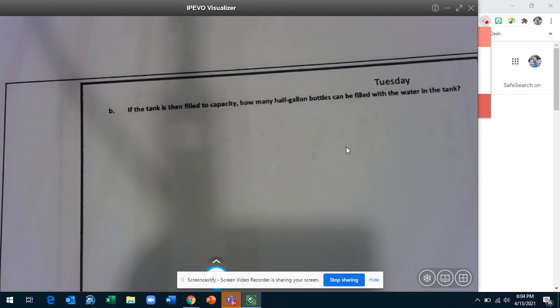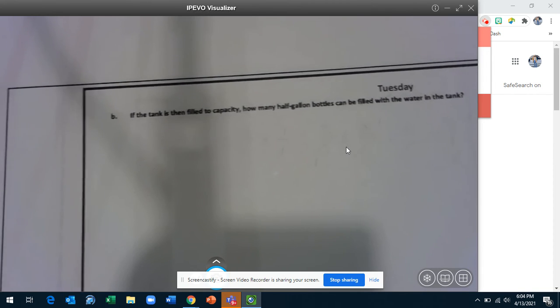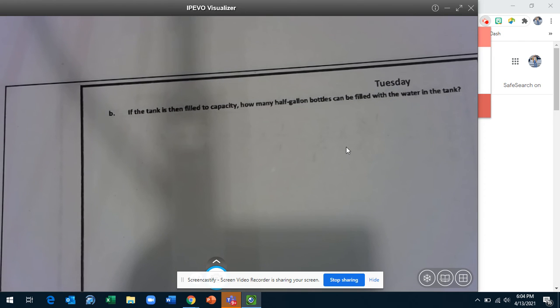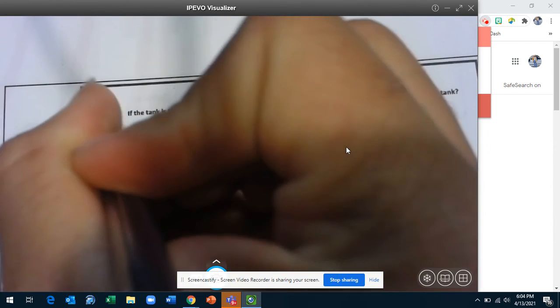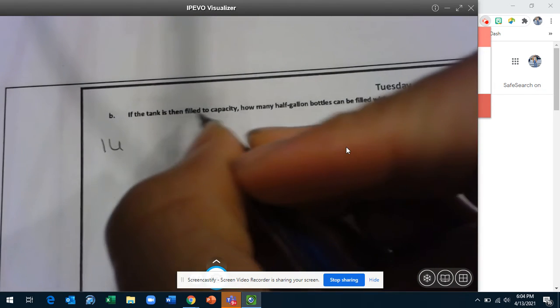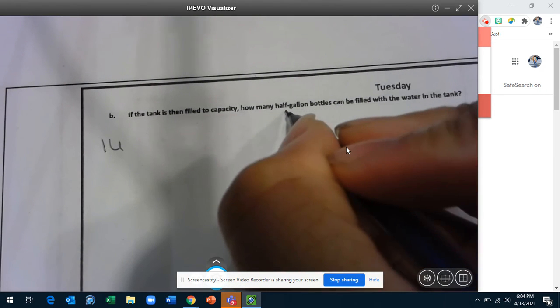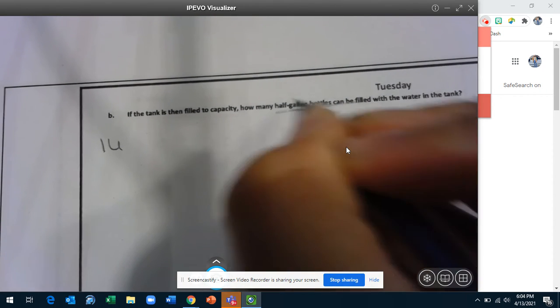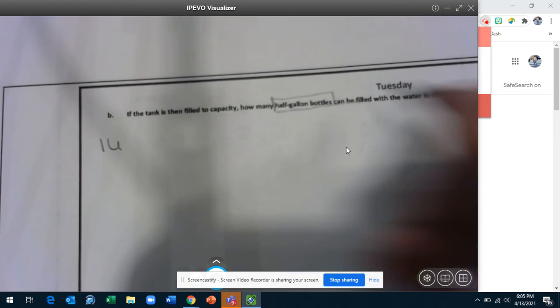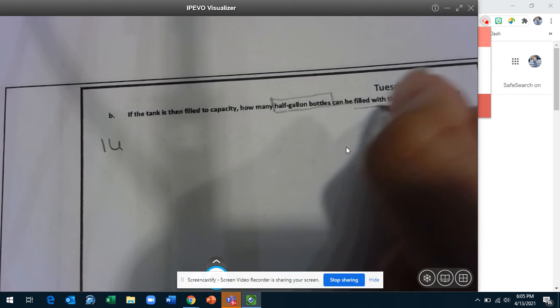It says if a tank is then filled to capacity, how many half-gallon bottles will it take to fill the water tank? So you have learned that there are 16 gallons. That's what we're talking about. And then it tells us how many half gallons. How many half gallons will be filled to the water tank?